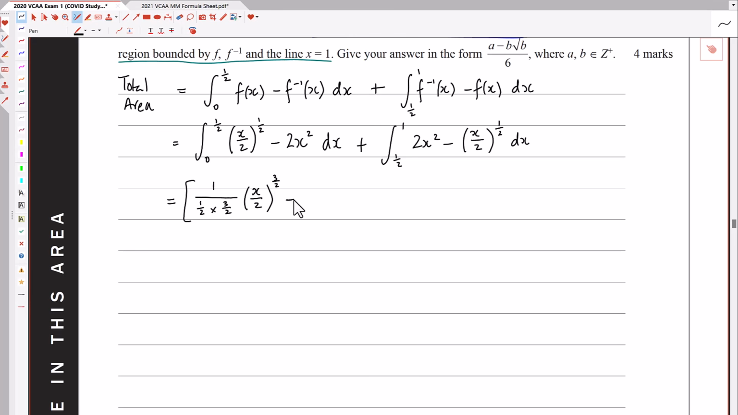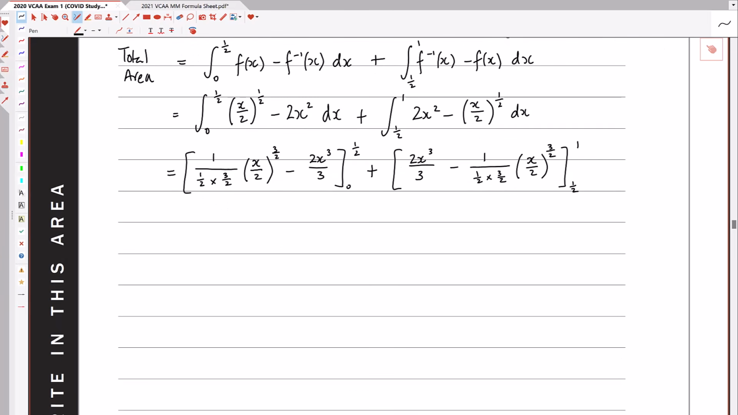Okay, so we've got that. Here we're going to add 1 to our power, x squared becomes x cubed, and divide by that new power, so we're going to have 2x cubed on 3, and we're doing that from 0 to a half. And in the second bracket we've got the same functions, they're just the other way around. So it's 1 on half times 3 on 2, that's x on 2 to the power of 3 on 2, and we're doing that from half to 1.